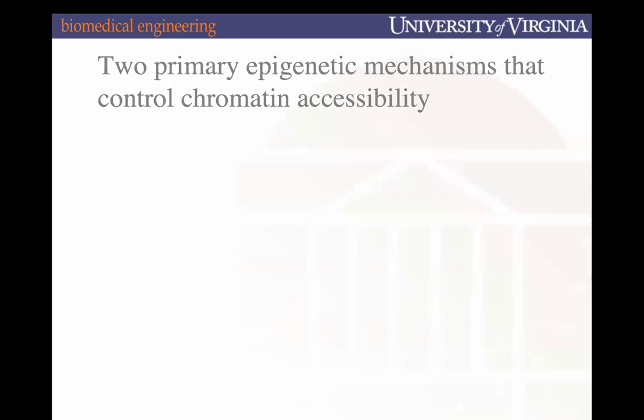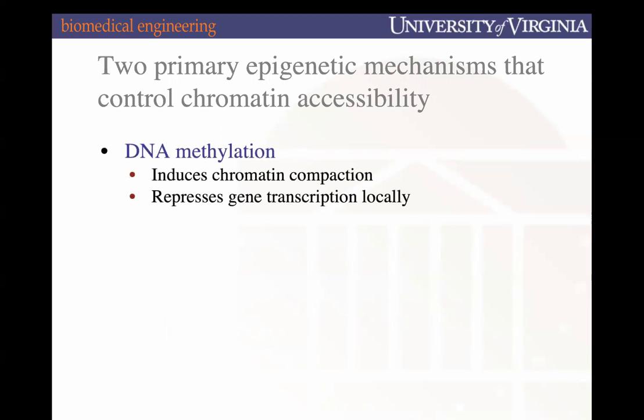So there's going to be two ways that we talk about chromatin accessibility being changed. The first is going to be DNA methylation. That's going to be the addition of a methyl group directly onto our DNA. It's not changing the nucleotides or the sequences here, but it's coming and altering next to the DNA. And typically, when DNA methylation occurs, that's going to induce the compaction of our chromatin. So it being compacted makes it less accessible for a transcription factor to come in. And because of that, that's going to repress gene transcription locally where that DNA methylation is occurring.